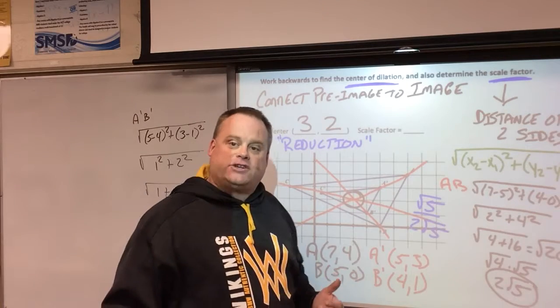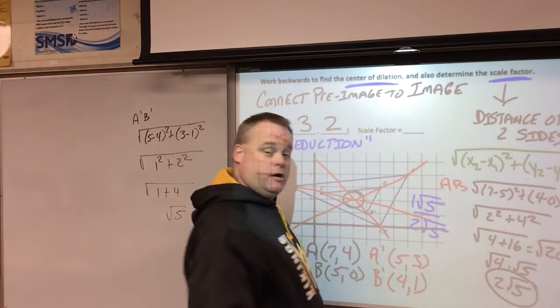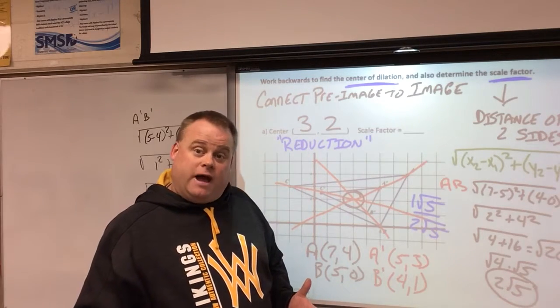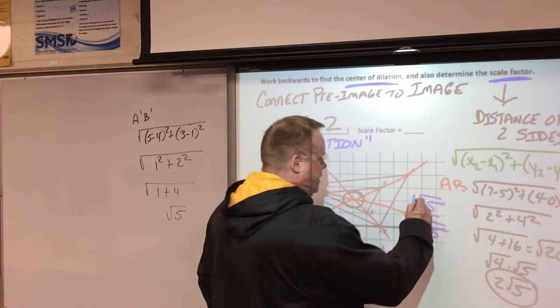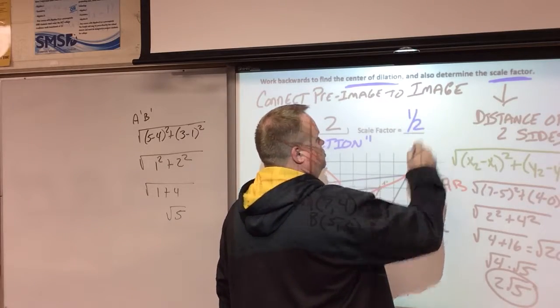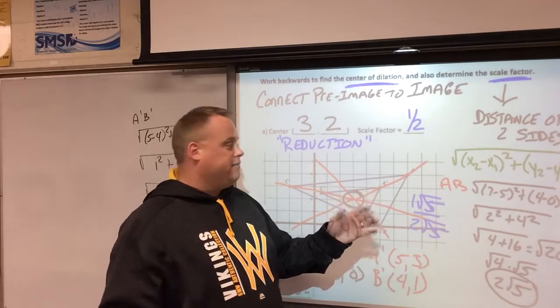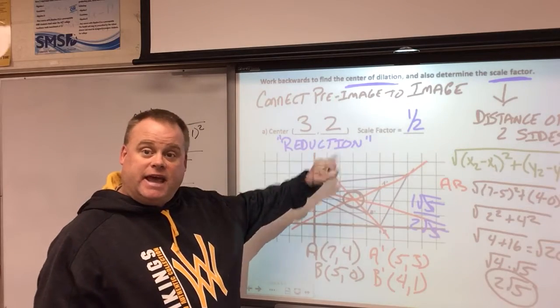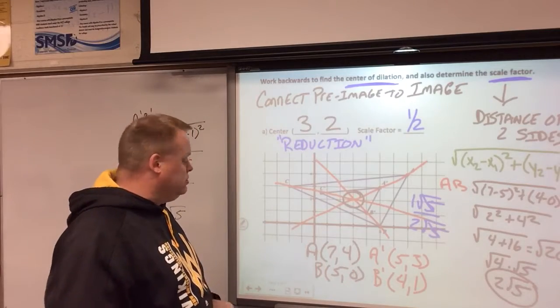Well, remember about fractions. What's in front of this? Well, it's a 1 that goes out in front of that, right? 1 out in front of the radical. Well, the square root of 5 and the square root of 5, they cancel out, leaving me just 1 over 2. Is 1 over 2 greater than 1? Well, of course not. It's half. So I know that it is a reduction. Okay, it's a reduction.